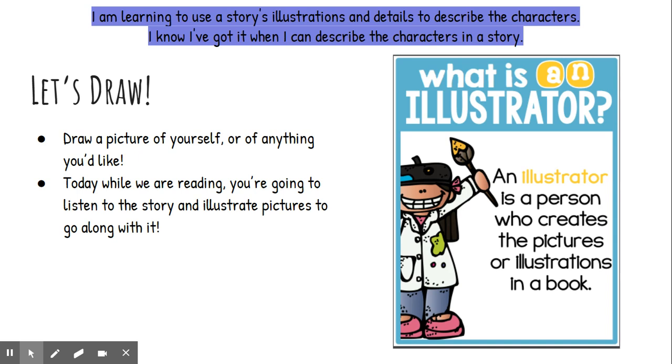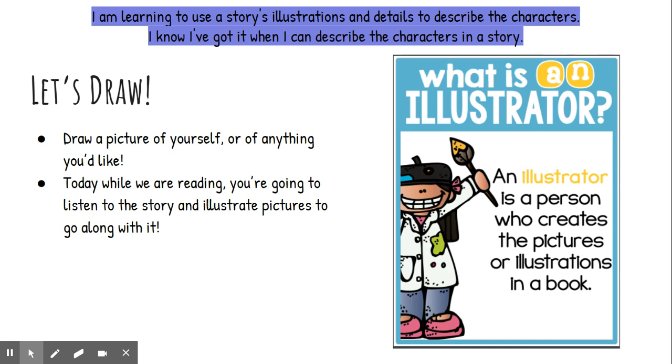The first thing you're going to do is take a minute to draw a picture of yourself. Did you draw a picture of yourself? Awesome. All right. So today we're going to be reading and you're going to listen to the story and illustrate pictures to go along with it. So you're going to be an illustrator today. An illustrator is a person who creates the pictures or illustrations in a book.